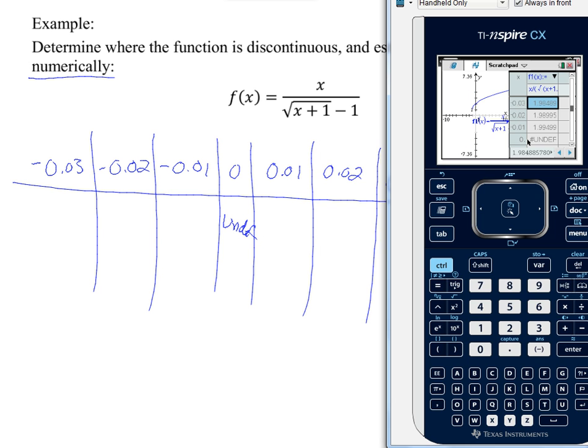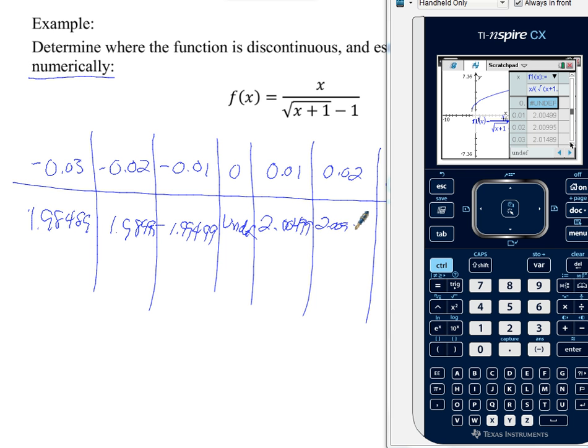Bring my calculator back up, and we have 1.98489, 1.98995, 1.999499, 2.000499, 2.000995. The decimals do matter. And finally 2.01489.